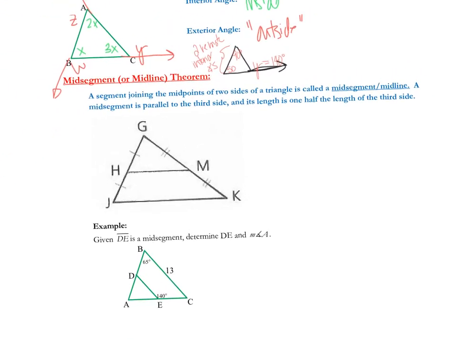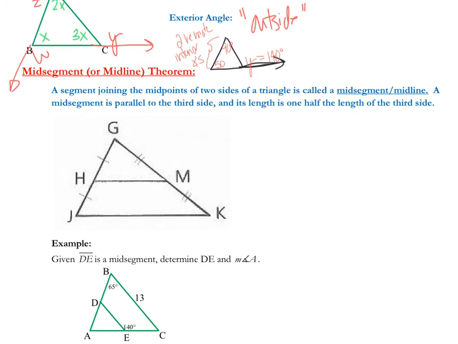Okay, last thing we need to talk about is the midsegment theorem. Basically what that says is the midsegment is a segment that is joining the midpoints of two sides. The midsegment is parallel to the third side, and its length is 1/2 the length of the third side. So this would be considered the third side. It's parallel to this third side, and it's also 1/2 the length of the third side. So if this is x, then this is 1/2 x.